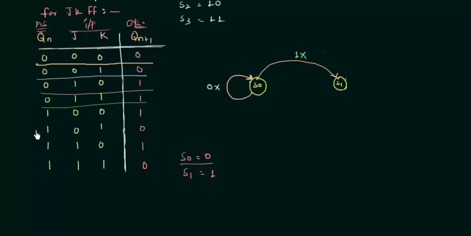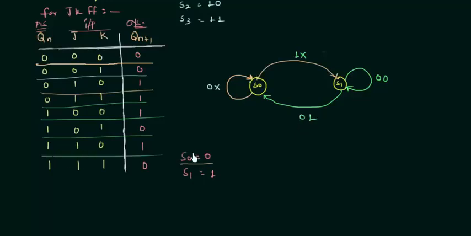I will complete for the rest 4 cases, and in the fifth case you can see that the present state is 1. So I am on S1, and when we make J K 0 0, I am going to be on S1. So again I am on S1 when J is 0, K is 0. For the sixth case, I am on S1 and I will be on S0 when J is 0, K is 1. So S1 to S0, J is 0, K is 1.